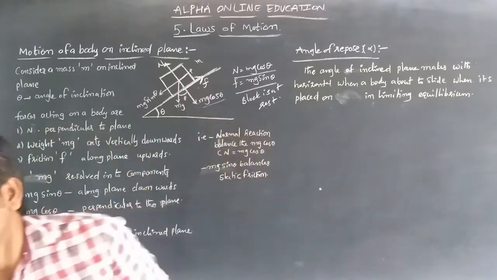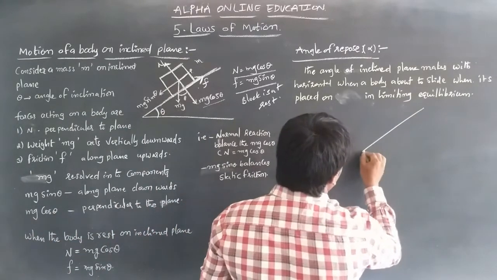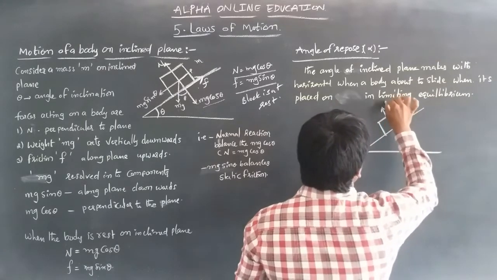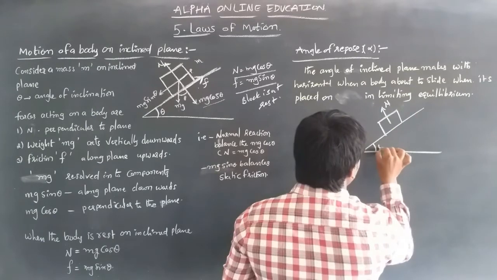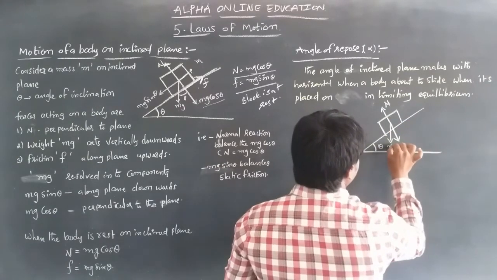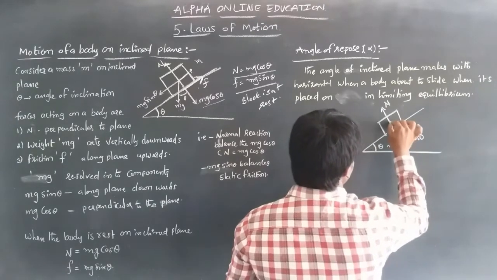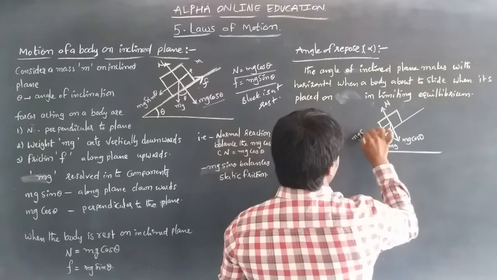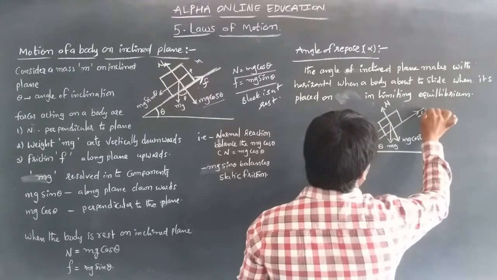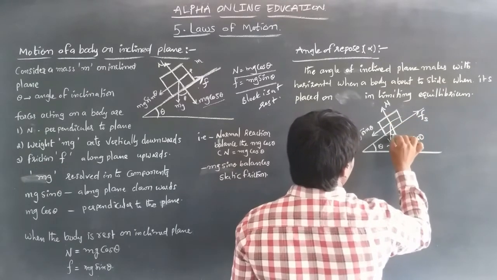So here, the body of mass m is placed on the inclined plane at an angle theta. Mg is acting downwards. We know the components are Mg cos theta and Mg sin theta. The static friction is acting in this direction on the body. This is the angle theta.